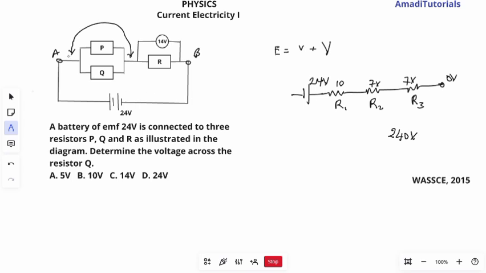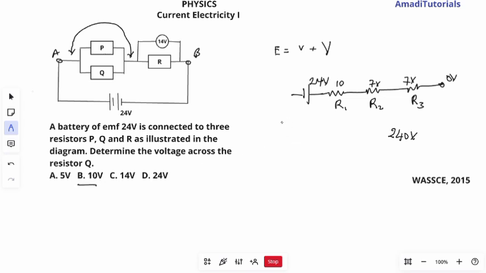So let's answer this question here. We've been told that the voltage drop across resistor R is 14 volts. That means what is left to share between P and Q is 10 volts. And being that P and Q are in parallel, the voltage across them will be the same. They will be sharing that remaining 10 volts. So the answer here is B.